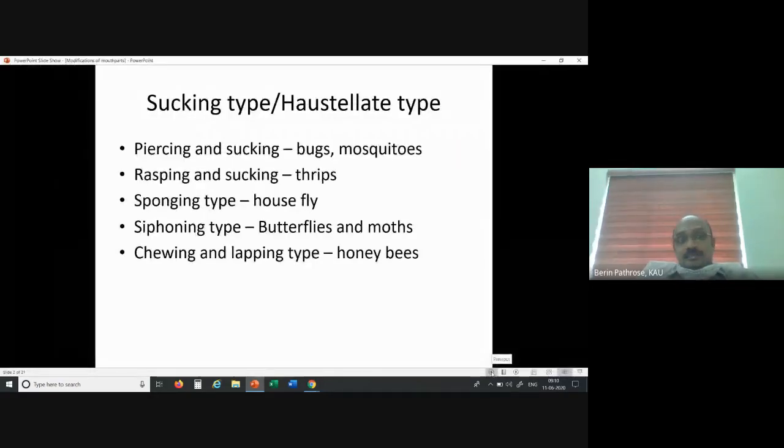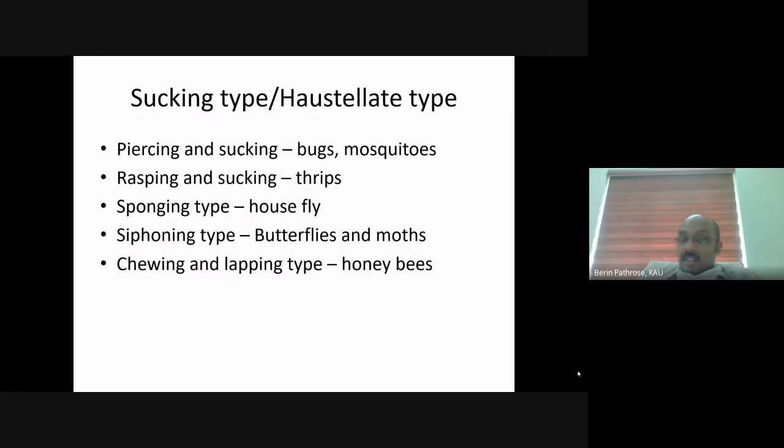The next one is the sponging type, which we normally see in the case of houseflies. Then we have butterflies and moths, which have siphoning type of mouthparts. And the last one is chewing and lapping type of mouthparts in honeybees. We will see it one by one.